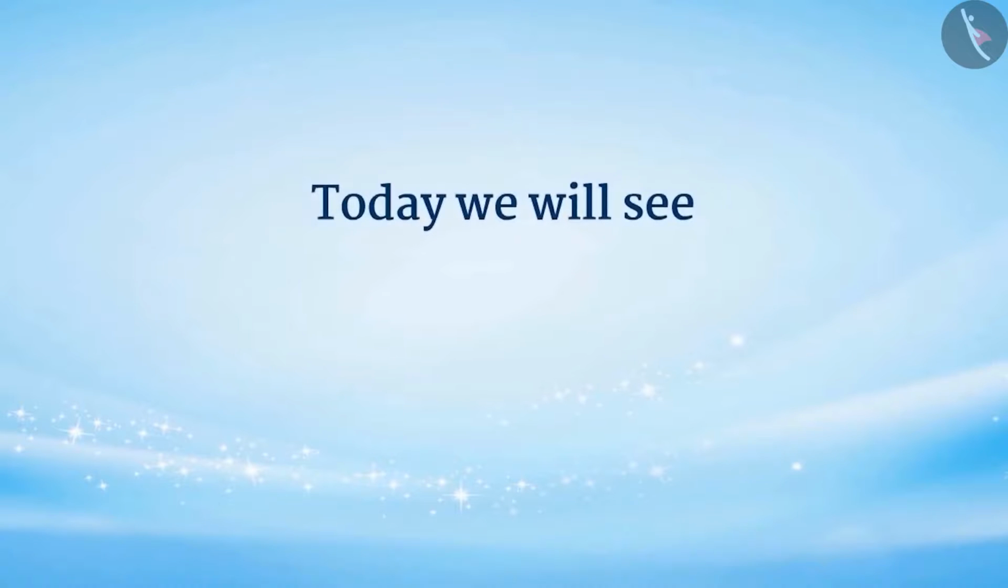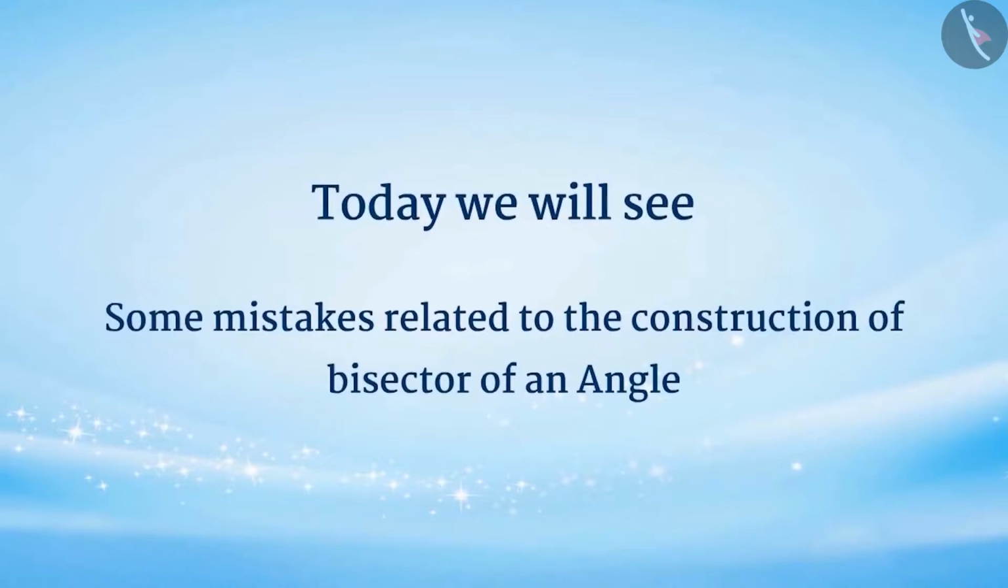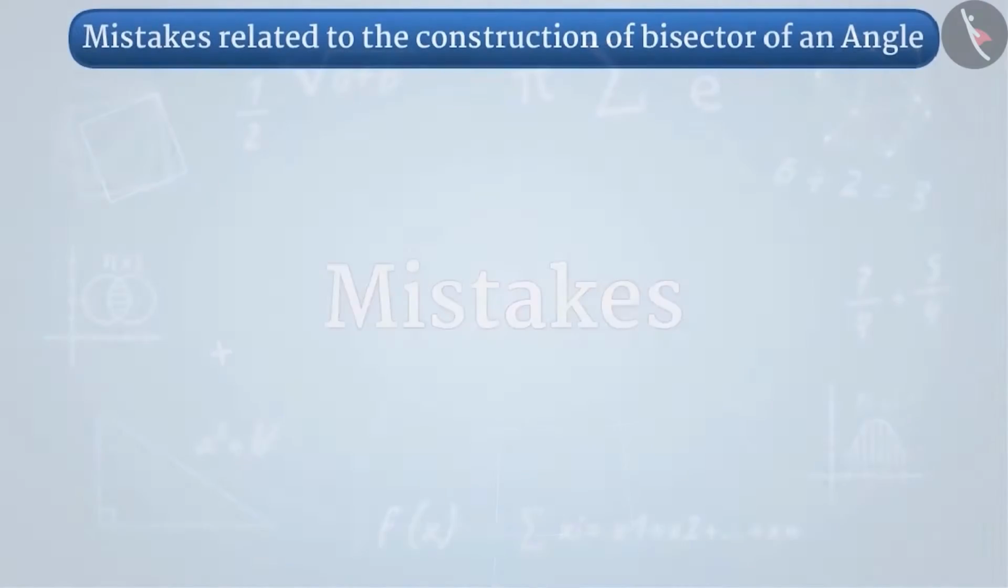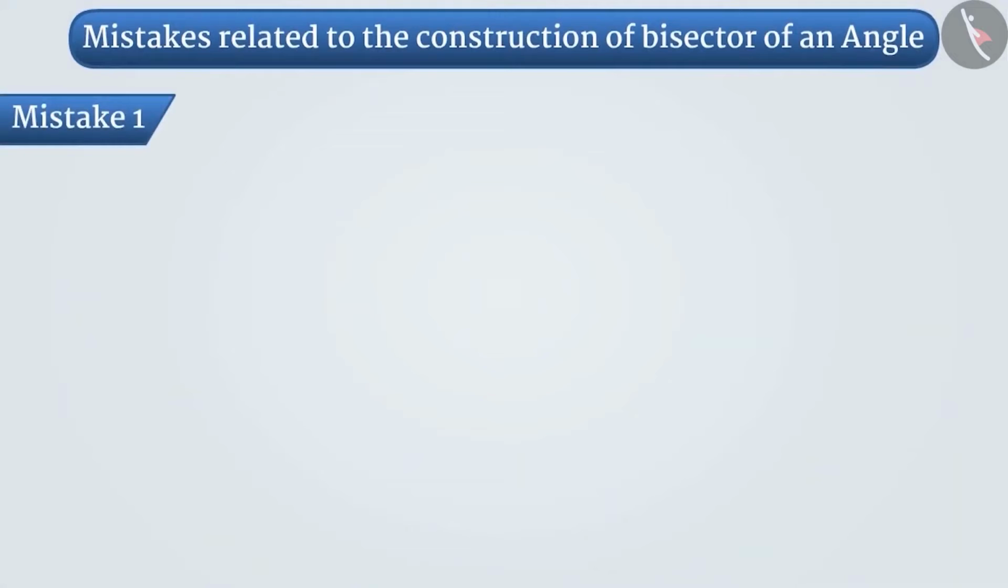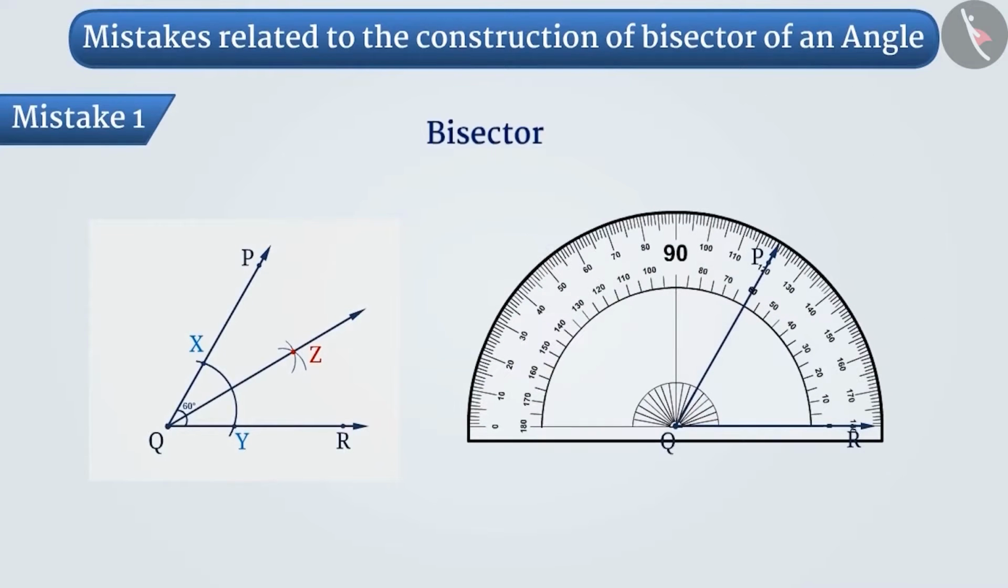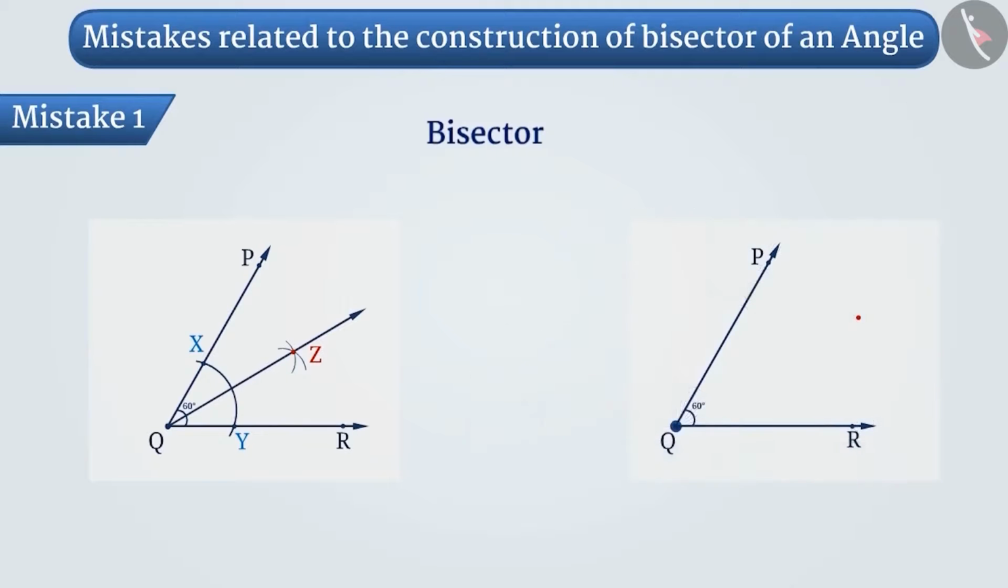Today we will see some mistakes related to the construction of bisector of an angle. Mistake 1. Some students fail to understand the basic method to find the bisector of an angle. So, instead, they use a protractor to measure the angle and mark a point at half of this measurement. Then, they draw a ray passing through the vertex at this point.